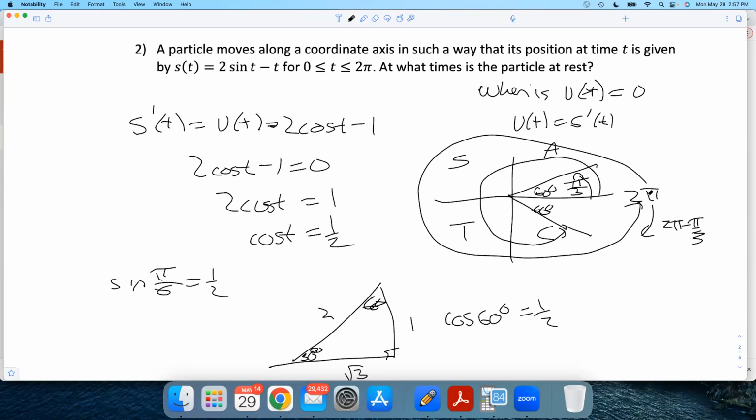Well, 2 pi would be 6 pi over 3, all the way around. So this angle here is one short of that. That has to be 5 pi over 3. So those times in radians are pi over 3 and 5 pi over 3. And we're not told what t is measured in. So I'll just put time units.